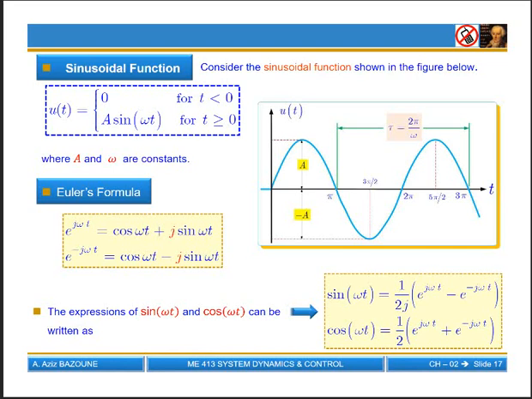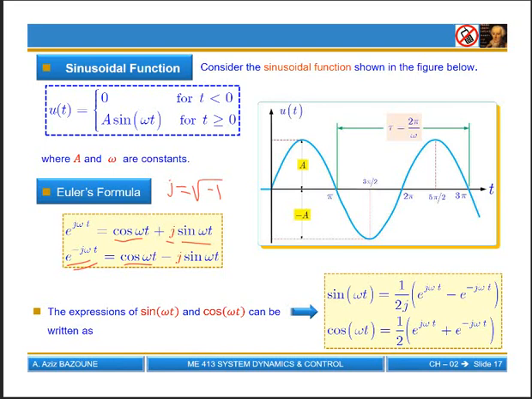We can express sine and cosine in terms of the exponential term, so we define the Euler formula. Shabab, how is it defined? e to the power j omega t is equal to cosine omega t plus j sine omega t, where j is equal to the square root of minus 1. e to the minus j omega t will be cosine omega t minus j sine omega t.